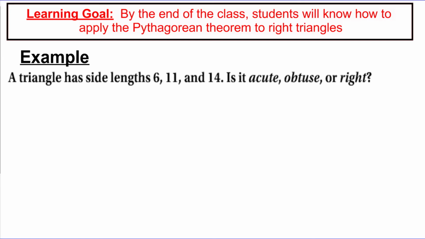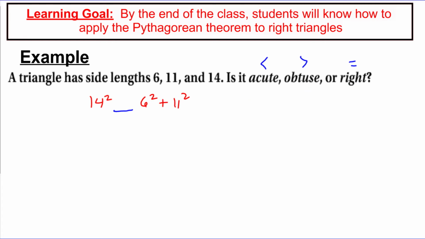So here's a simple example. I'm going to plug into the Pythagorean theorem, and I'm going to say 14 squared, that's my biggest side, so that's my c. And then 6 squared plus 11 squared, and I'm going to leave a blank and figure out which symbol I should put in there. Should I put greater than, which would make it obtuse? Should I put less than, which would make it acute? Or should I put equals, which would make it a right triangle?